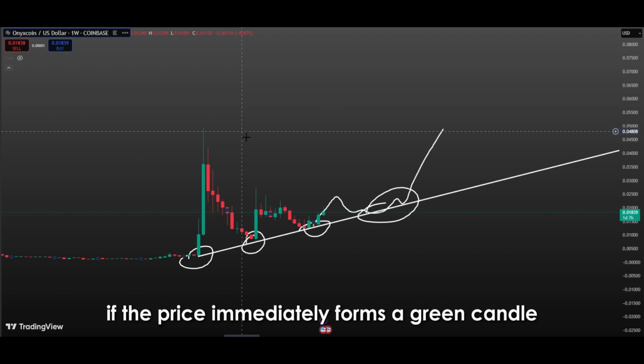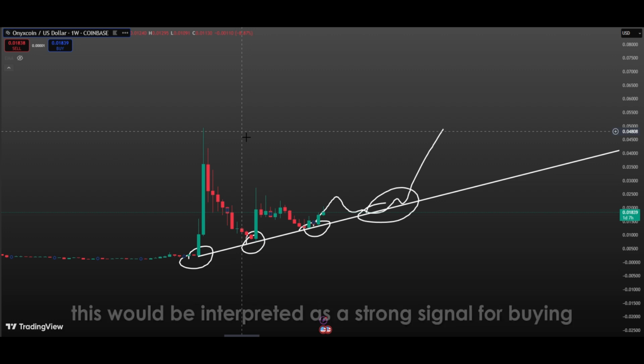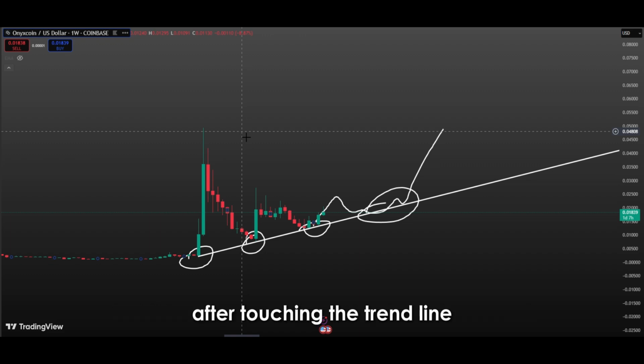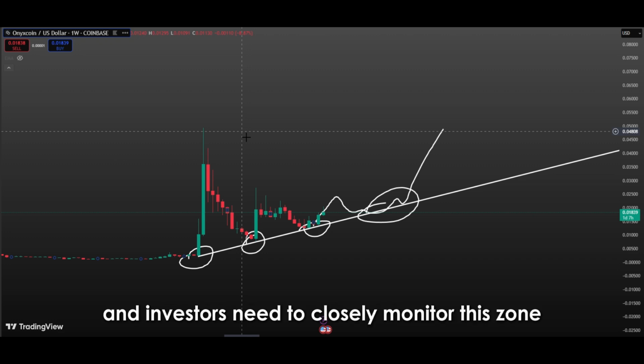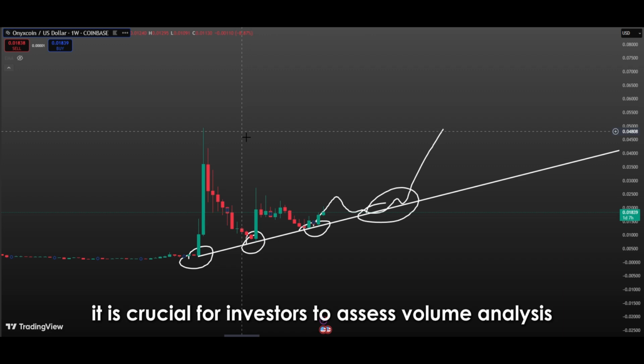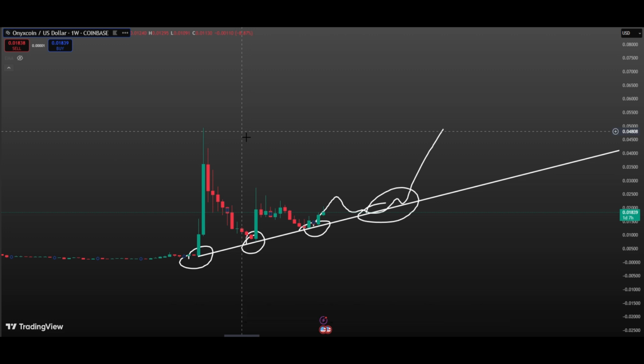If the price immediately forms a green candle and is followed by a few confirming candles, this would be interpreted as a strong signal for buying. But if the price continues to close downward after touching the trend line, the risk of a trend break increases and investors need to closely monitor this zone. In such situations, it is crucial for investors to assess volume analysis, candlestick formations, and other technical indicators together.